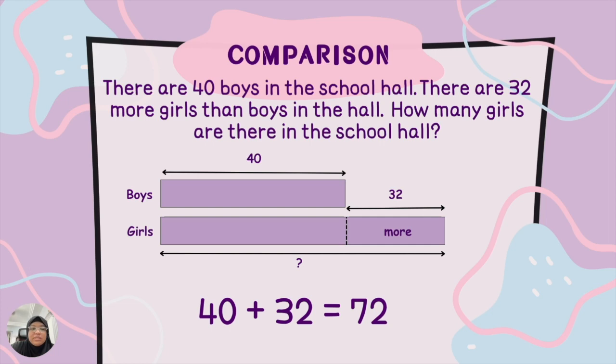So we have two different quantities, one being the boys, which is 40. And then the question also says that there are 32 more girls than boys. So for girls, the model would be slightly bigger. And because it's "more than", you will need to identify the "more" part. So the kids will need to mark off this area and write down "more". Since there are 32 more girls, to find the girls, you just need to add 40 plus 32.